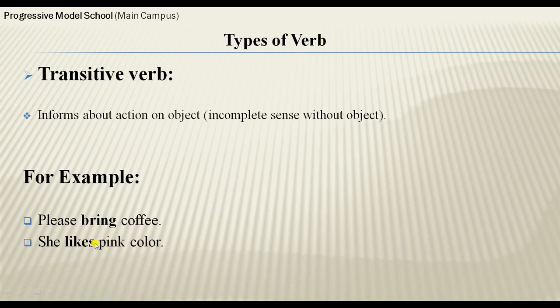Another example, she likes pink color. If we don't write pink color in a sentence, then how will the sentence be pronounced? She likes.